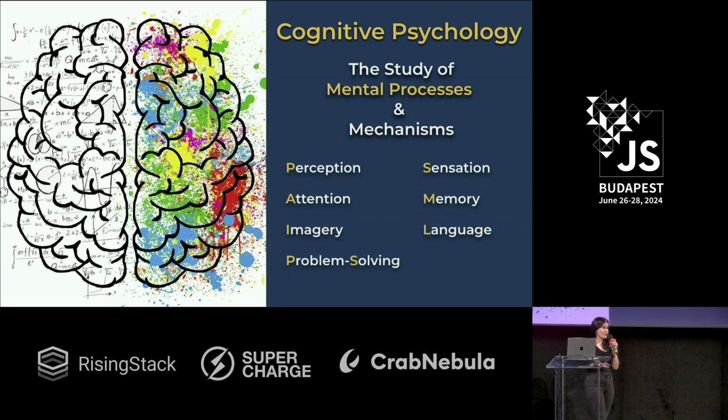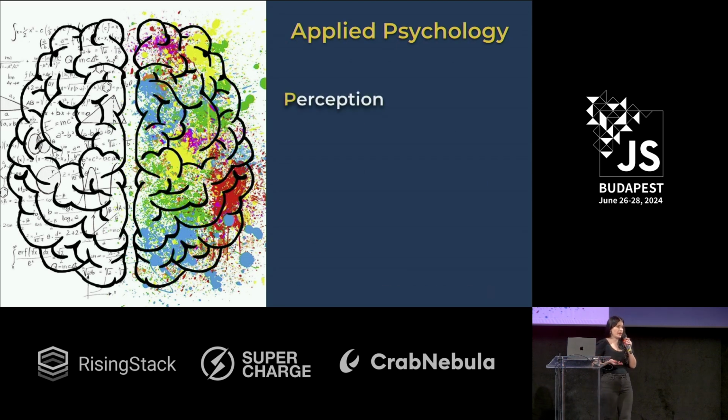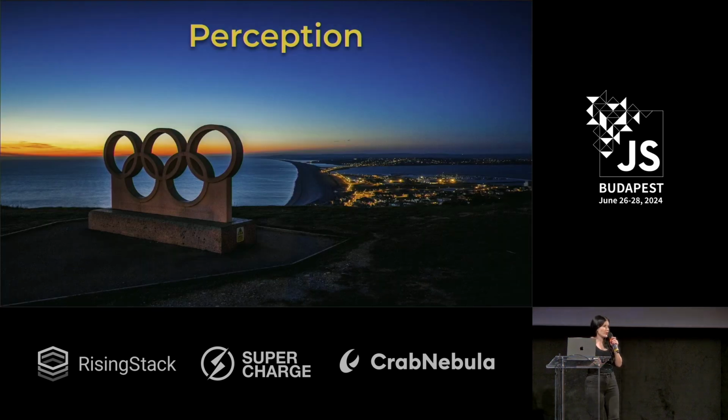So when we talk about cognitive psychology, we talk about a field in psychology that is all about studying the mental processes underlying cognition. So what does it mean? It includes perception, attention, sensation, memory, imagery, language, problem solving, decision making, reasoning, and so on. Today I'm going to focus on 3 of the main processes that I find most relevant to our field: perception, attention, and judgment and decision making. So let's start with perception.